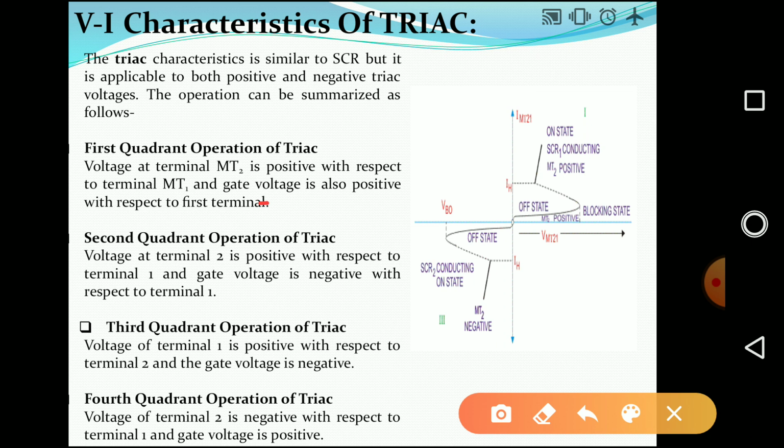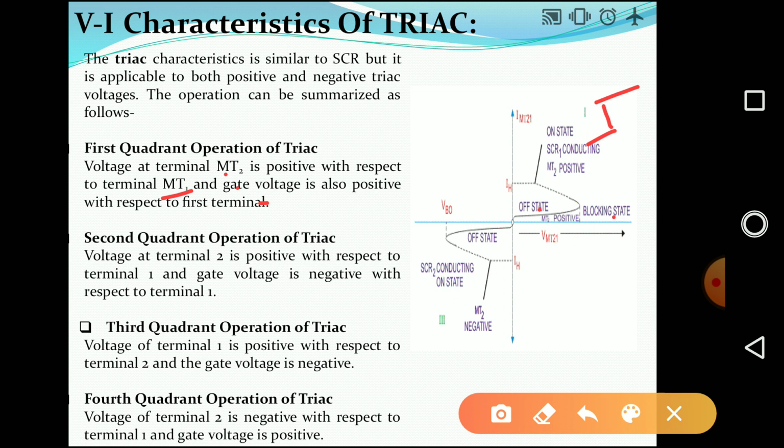So during the first quadrant of operation, MT2 is positive. Next, the gate is positive but MT1 is made negative. So that is the first quadrant operation here, during which we have a forward blocking state, forward conducting state and off state. So it is the same as the three operating regions.